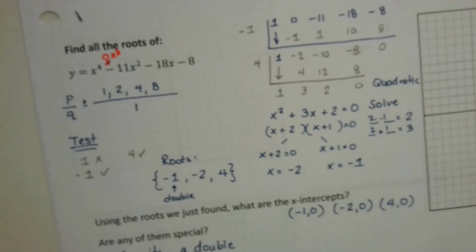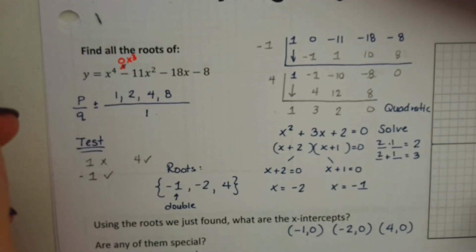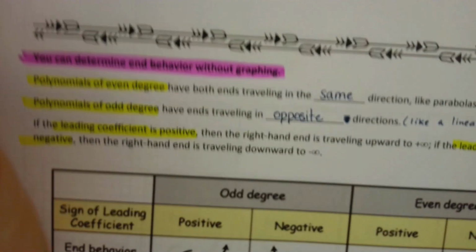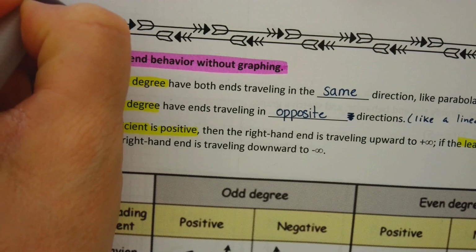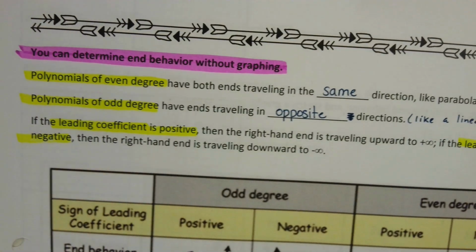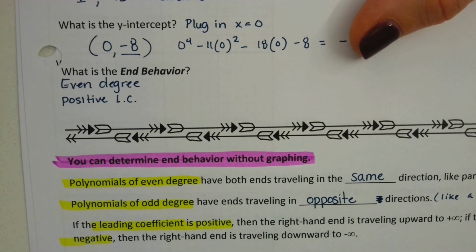Okay. And what is the sign of the leading coefficient? The sign of the front number? It's positive. Okay. Positive leading coefficient. I'm going to write LC for leading coefficient.